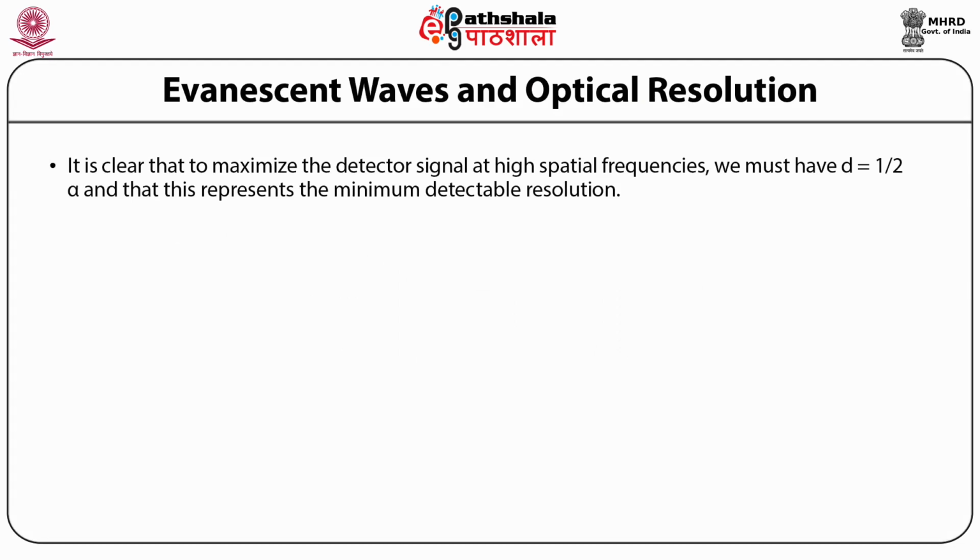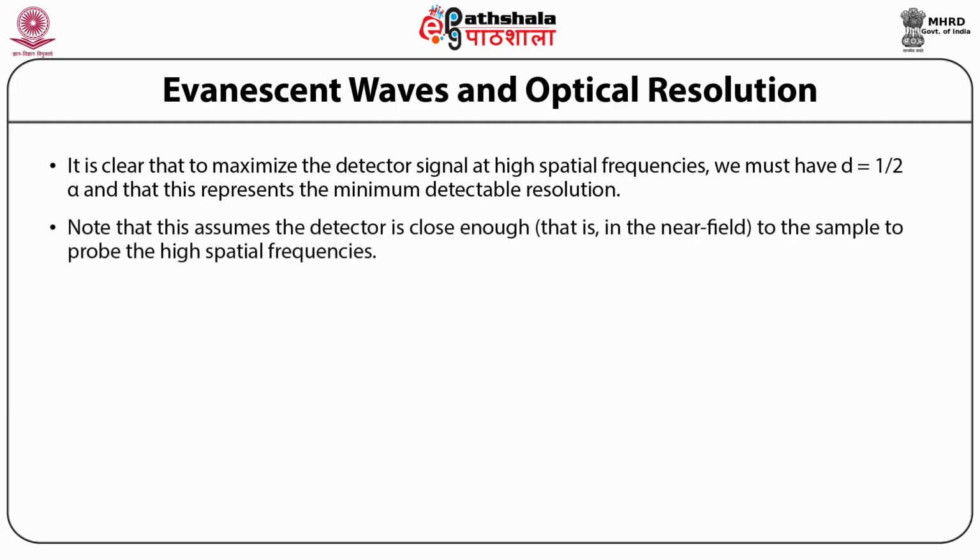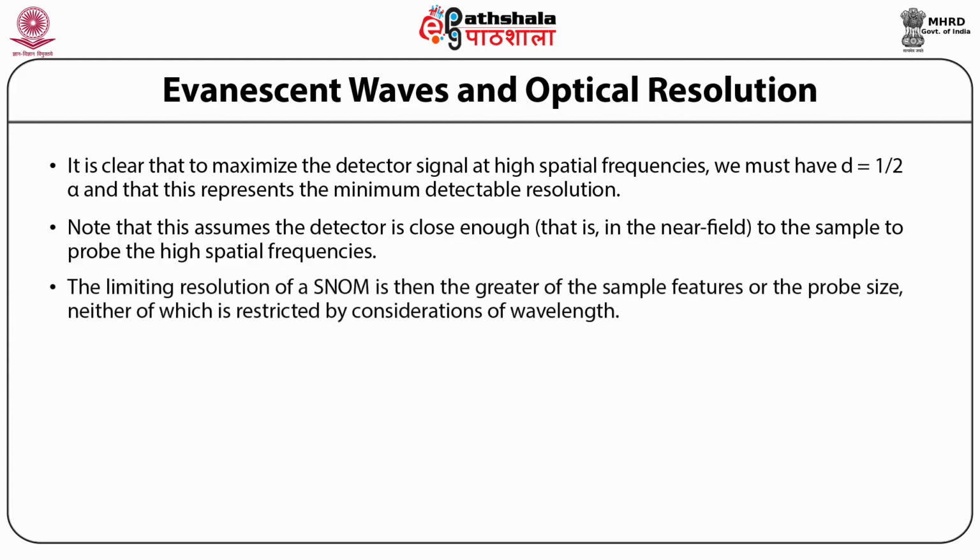It is clear that to maximize the detector signal at high spatial frequencies, we must have d equals 1 divided by 2 alpha, and this represents the minimum detectable resolution. Note that this assumes the detector is close enough, that is, in the near field to the sample, to probe the high spatial frequencies. The limiting resolution of a SNOM is then the greater of the sample features or the probe size, neither of which is restricted by considerations of wavelength.